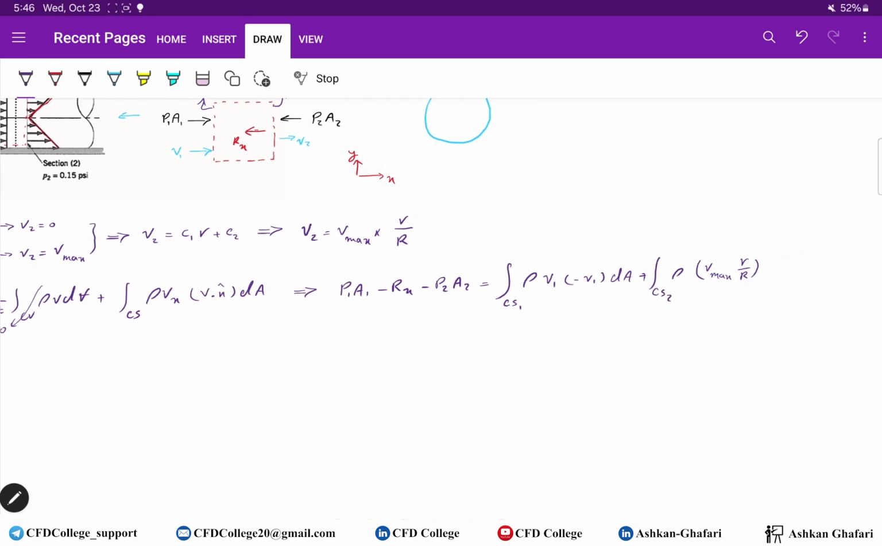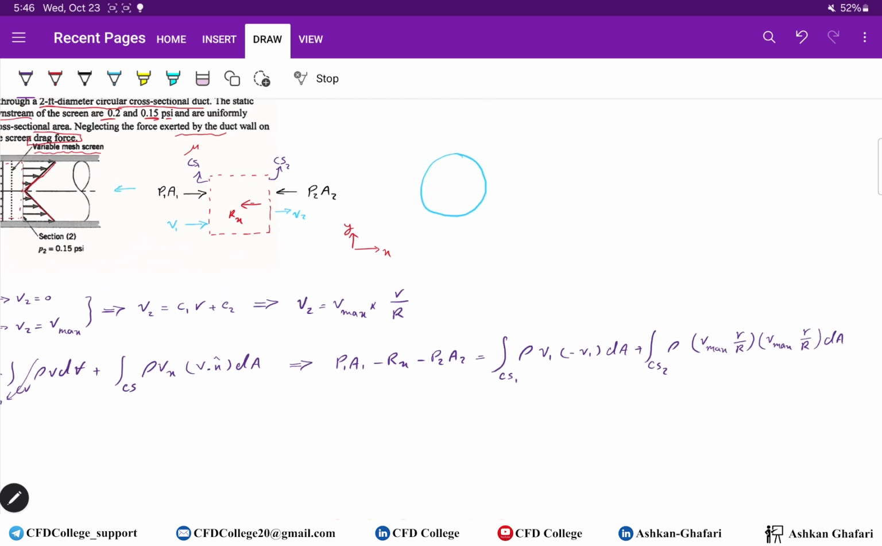V dot n, since we have an outflow, is equal to the magnitude with positive sign. So Vmax r over R dA. What is dA? If you look at the cross-sectional view, you have to use this differential element.